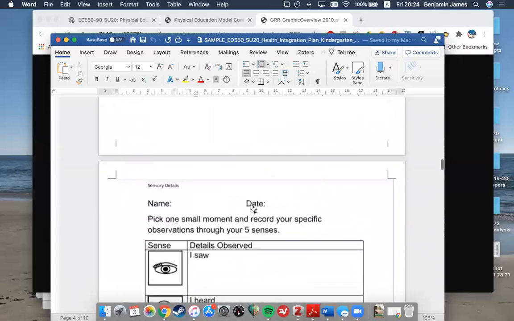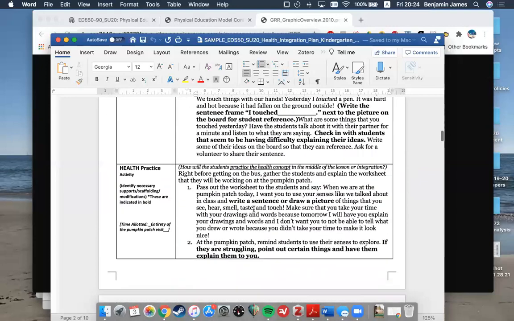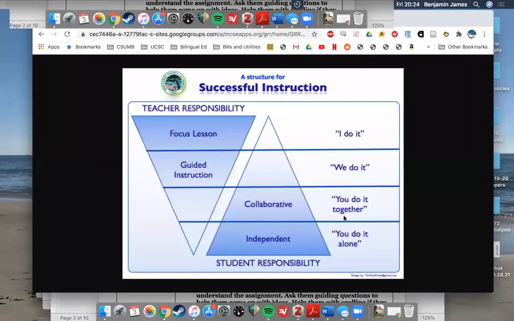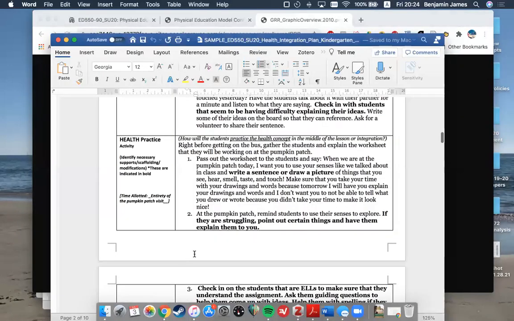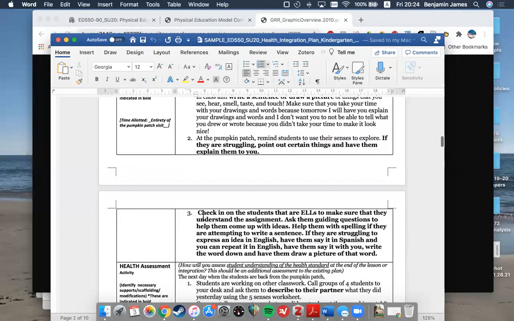Got the 5 senses there. And this teacher planned that the practice happens during the field trip. So on their own or in pairs, I can't remember, the students go around and engage in these practices, right? So they are collaborating together and practicing the 5 senses. And the teacher is there giving feedback, pointing out certain things, having them explain them to you.